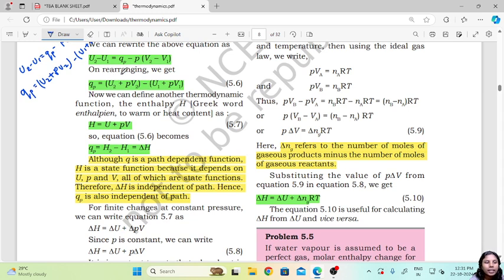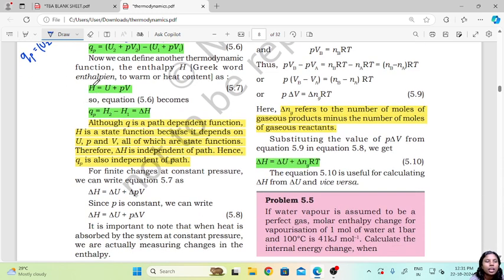So if you want to write this in the form of the enthalpy equation that is given, this will become my H2 and this becomes my H1, because H2 is what? U2 plus PV2. Again H1 is also U1 plus PV1. So we can write QP equals H2 minus H1, that is equal to delta H.